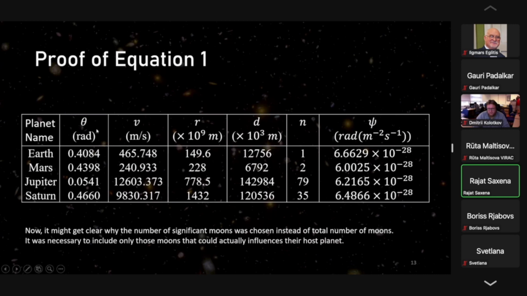You can see that when I substitute the values of theta, v, r, d, n for Earth, Mars, Jupiter, and Saturn, we get the obtained value of psi to be nearly equal, right? It's coming very close. So this table not only acts as a proof of equation 1, it also shows that all these quantities are indeed related, and their relation is explained by equation 1. This table is personally very exciting for me because it shows relations between quantities which we thought were independent.